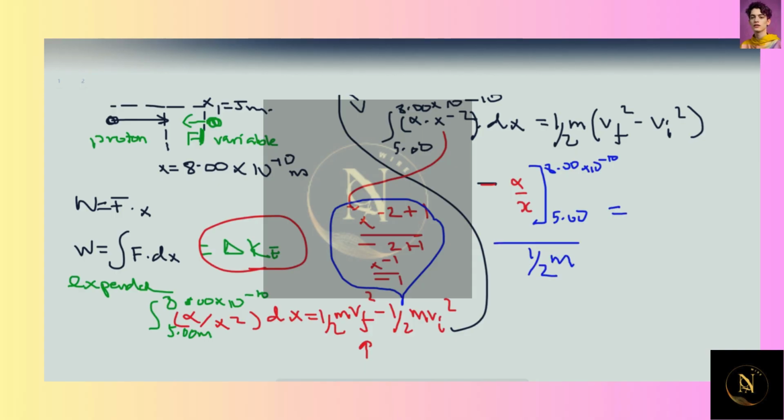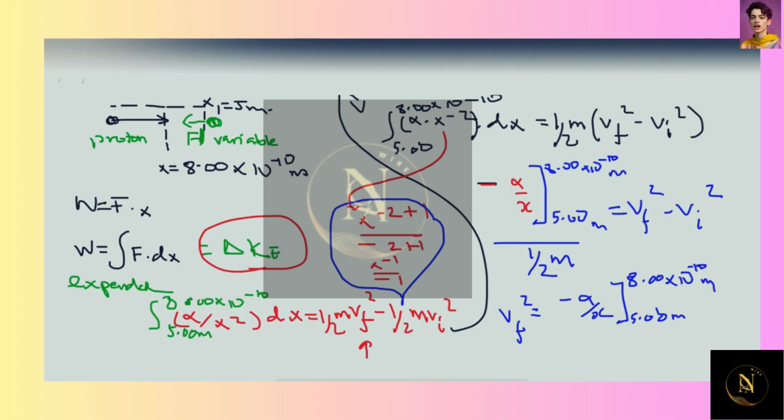And then we end up with v final squared minus v initial squared. Our goal is to get v final squared. So v final squared becomes equal to negative alpha over x, the integral from 5 to 8 times 10 to the negative 10. I could still put the units just because it's physics. Units make such a big deal, so don't forget that.